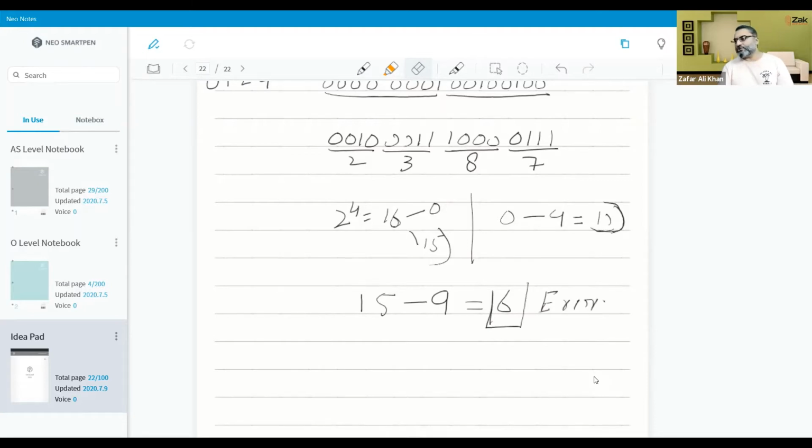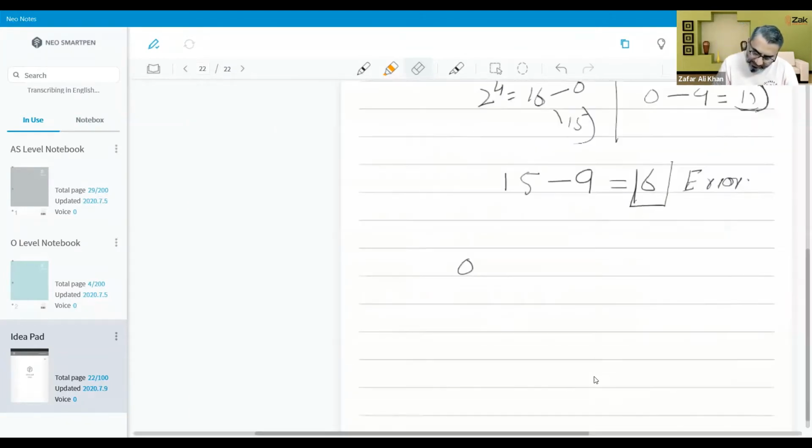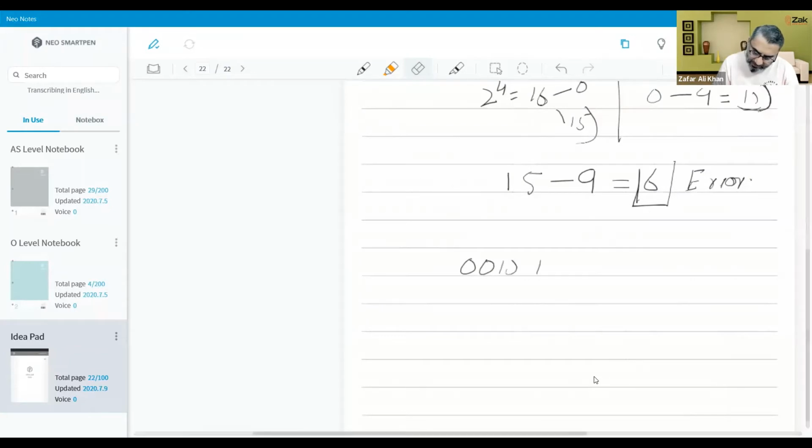This error may show up at many locations. For example, you might be given a number 00101011 and asked to convert this number to its equivalent denary. So this is 2, this is 1, 2, 4, 8. 8 and 2, 10 and 1, 11.